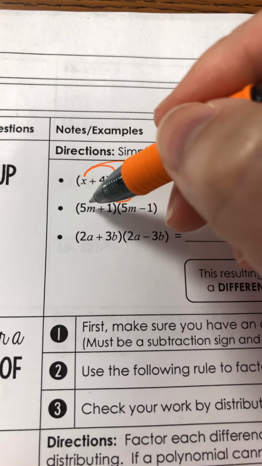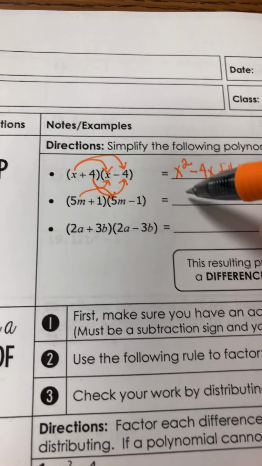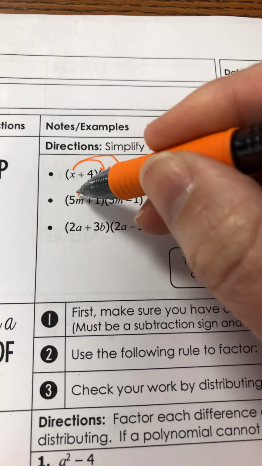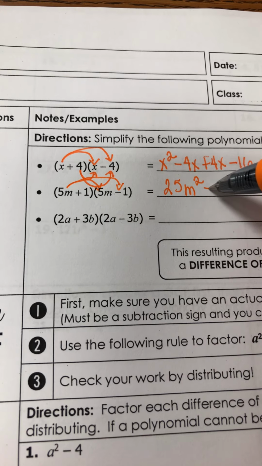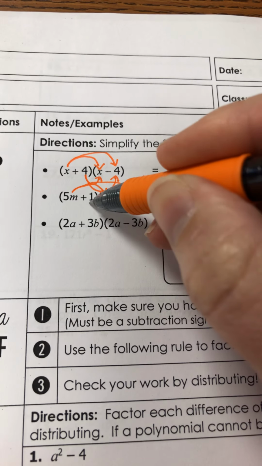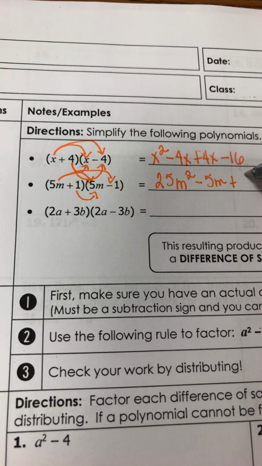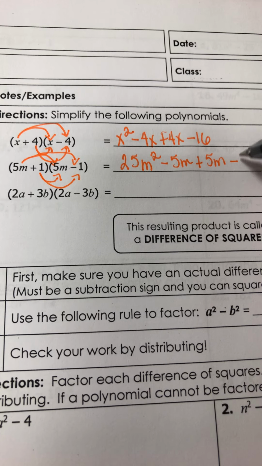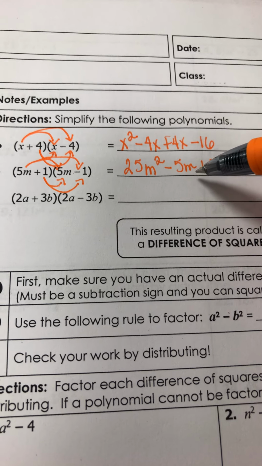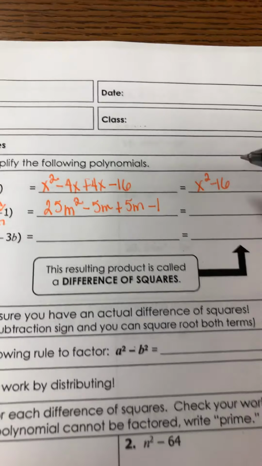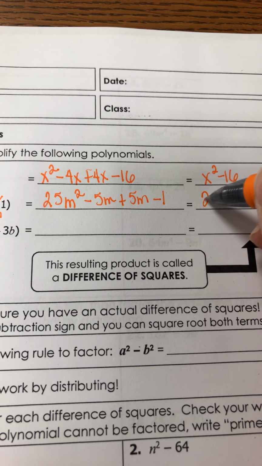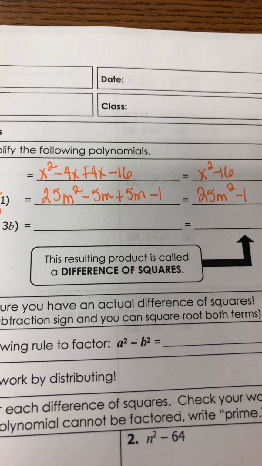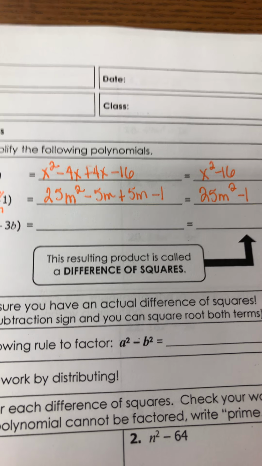All right, welcome back. Let's distribute here. 5 times 5 is 25. When you multiply with the same base, add your exponents. 5m times negative 1 is negative 5m. 1 times 5m is positive 5m. And then 1 times negative 1 is negative 1. Again, you'll see that your middle terms are like terms, so add those together. Negative 5m plus 5m, that's 0. So if we have 0 m's, we don't write them down. And we're left with 25m squared minus 1.